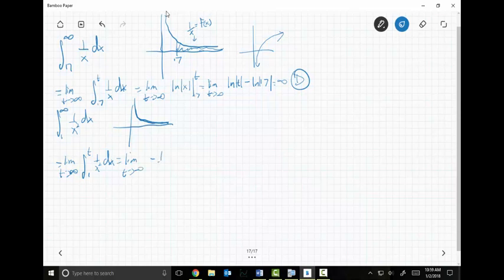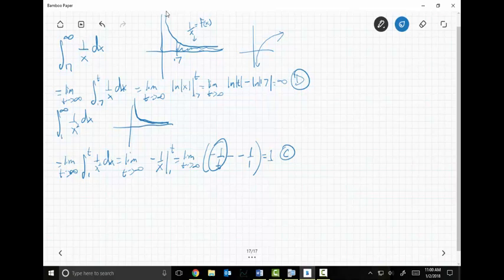This would be negative 1 over x, right? Because the derivative of 1 over x is negative 1 over x squared. So the antiderivative would be negative 1 over x, and this is from 1 to t. So this becomes the limit as t goes to infinity of negative 1 over t, that's looking good, minus negative 1 over 1, right? As t goes to infinity, we know that 1 over t goes to 0. So the answer to this is just 1, which is convergent.